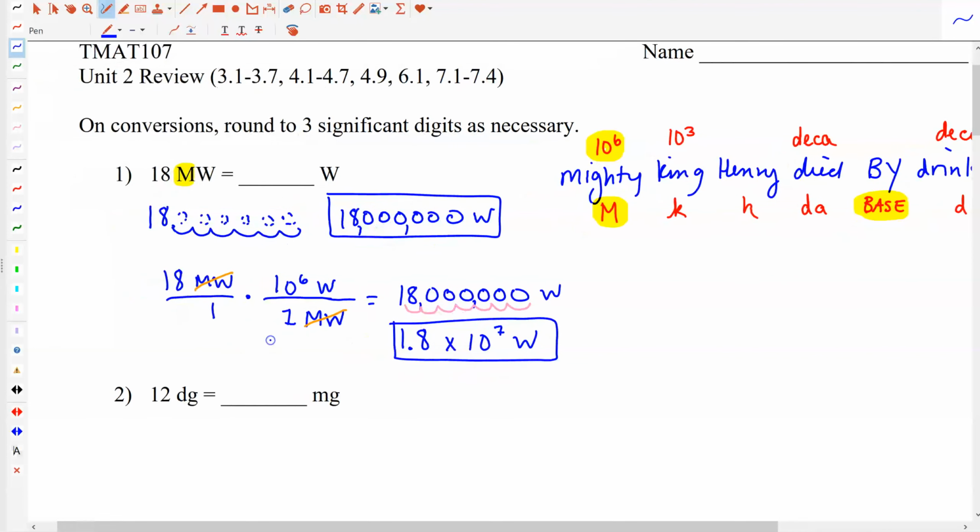For additional review on this type of question, you could be reviewing the prefixes, which was talked about in 3.1. 3.2 talked about the basics of converting inside of the metric system and moving the decimal point back and forth by looking at the prefixes. And then specifically watts as a unit of measure was explored in section 3.5.